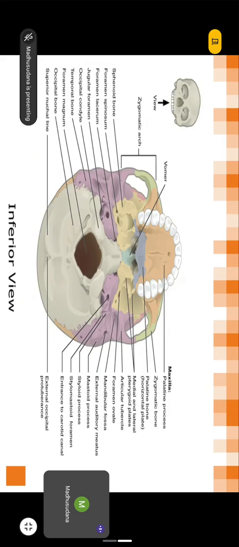So maxilla. So is it cranium or skull? Whatever you are seeing in the picture, is it cranium or skull? What is that? Without mandible, it is cranium. With the mandible, it is skull. So there is no mandible you are seeing here. That's why it is a cranium. You can say it as a cranium. If mandible is also there, then you can say it as a skull.